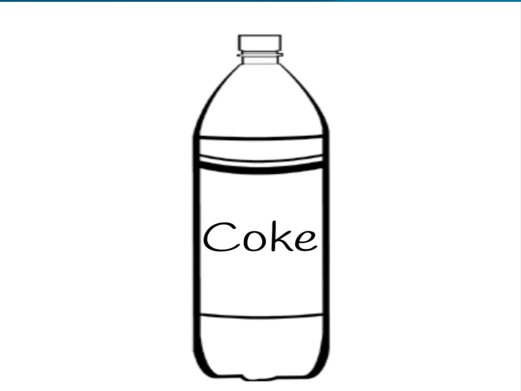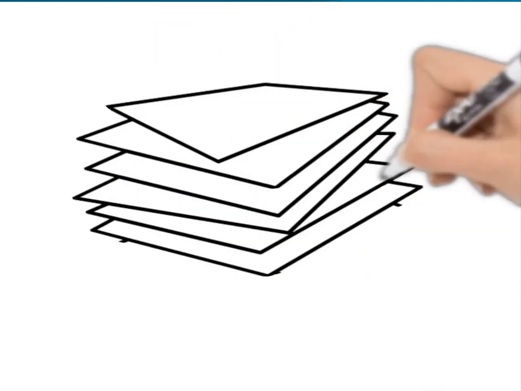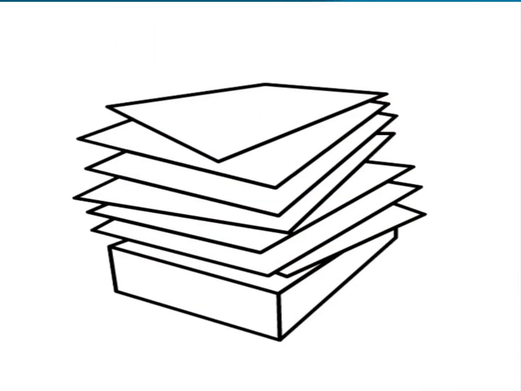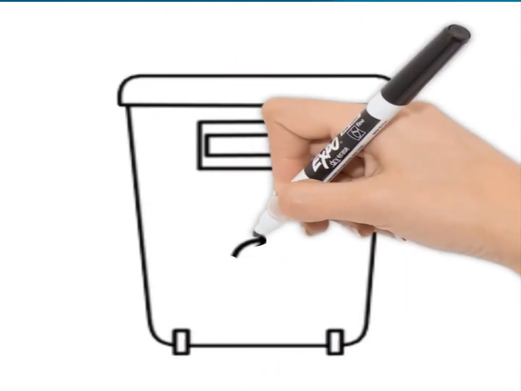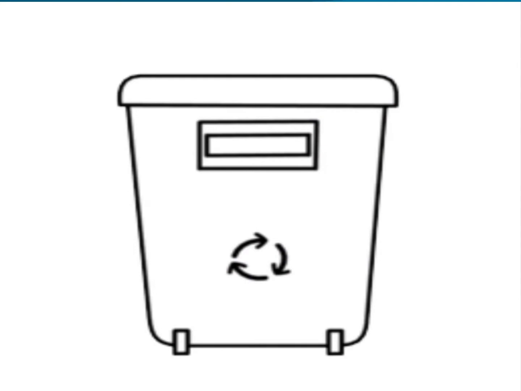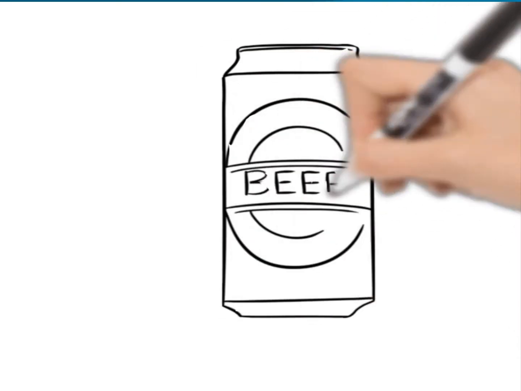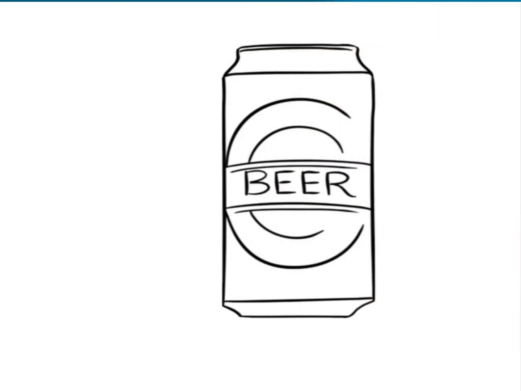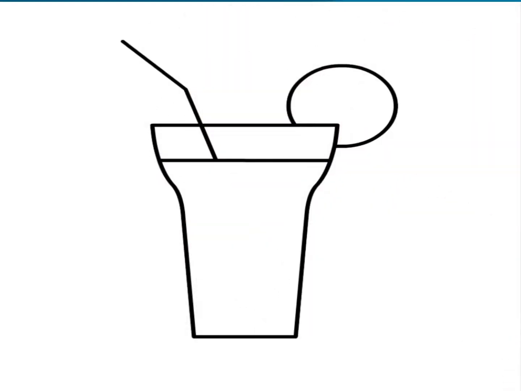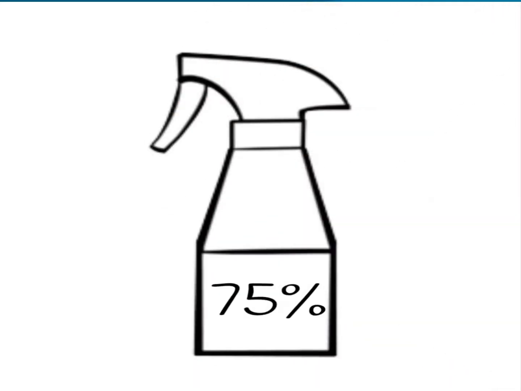This is plastic. This is paper. This is a recycling bin. This is a can. This is glass. This is plastic.